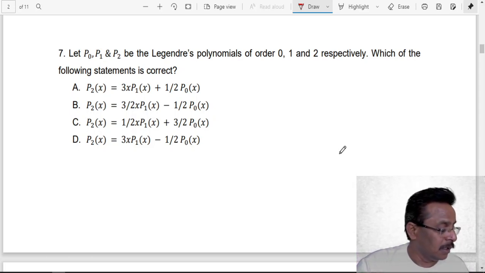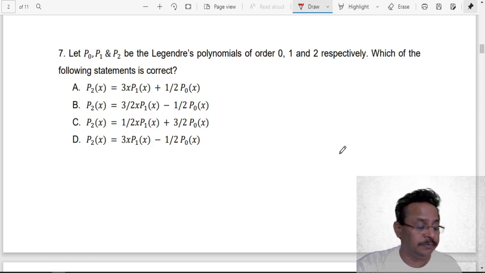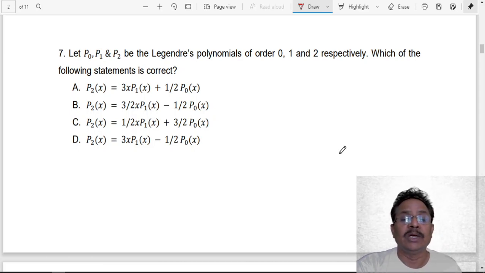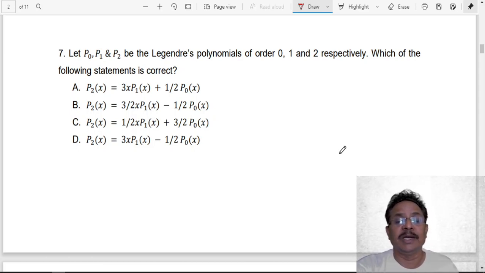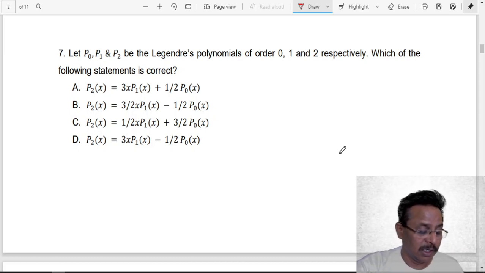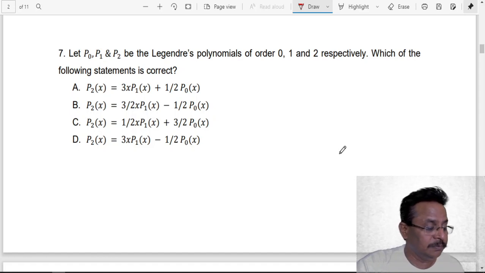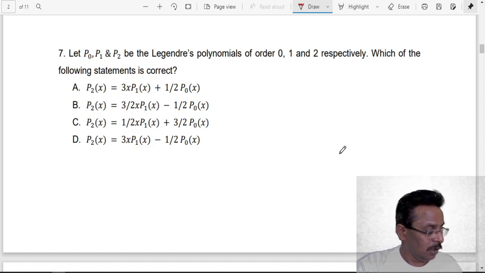That is the property, so P2 of x is equal to 3 by 2 times x into P1 of x minus 1/2 times P0 of x. Now, how to obtain this property is a big question. For that, you have to go for a simple method.